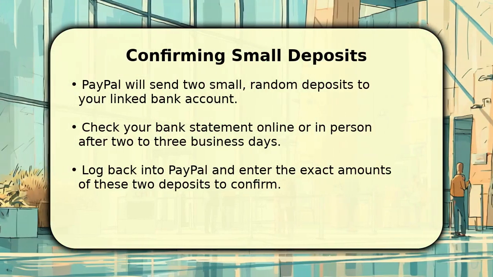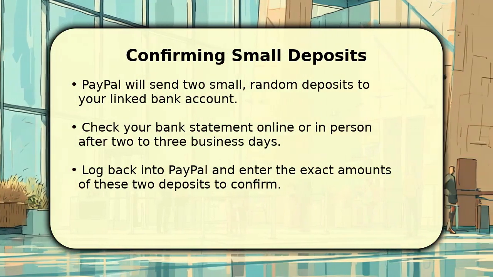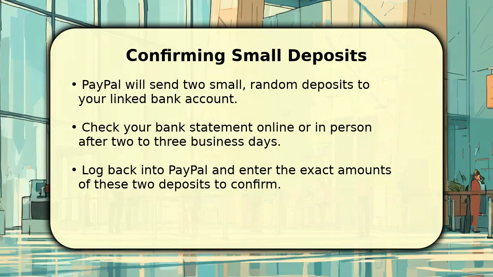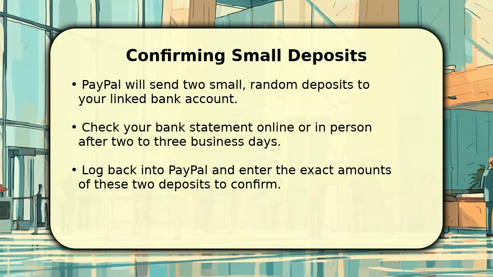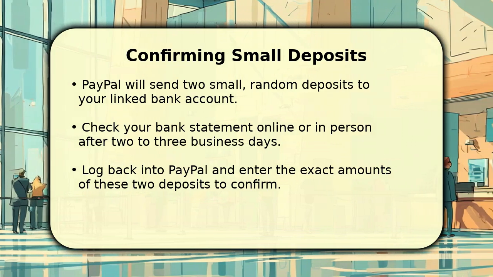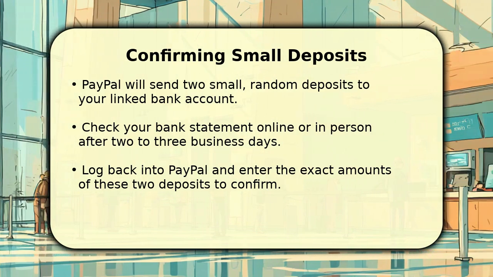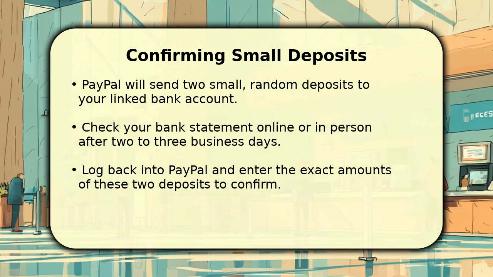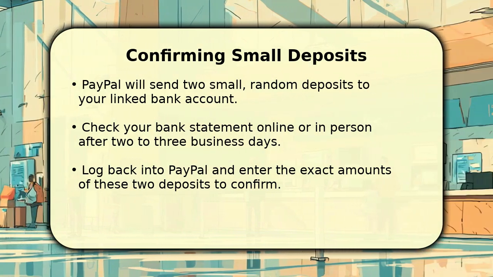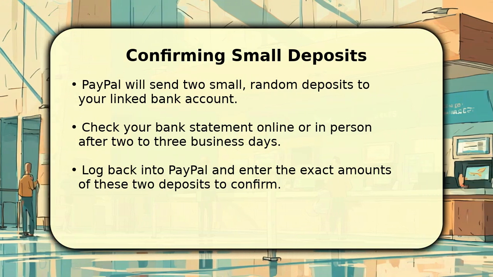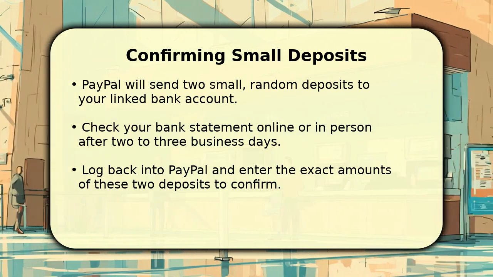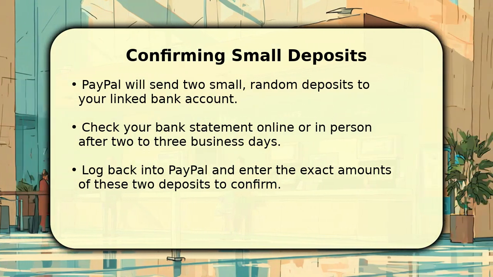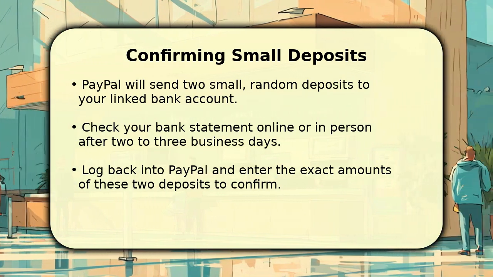After linking your bank, PayPal will send 2 small, random deposits, each typically less than $1, to your account. This process usually takes 2 to 3 business days to reflect on your bank statement. Once you see these deposits, log back into PayPal, go to your wallet, and confirm the exact amounts. This final step validates your bank's ownership.